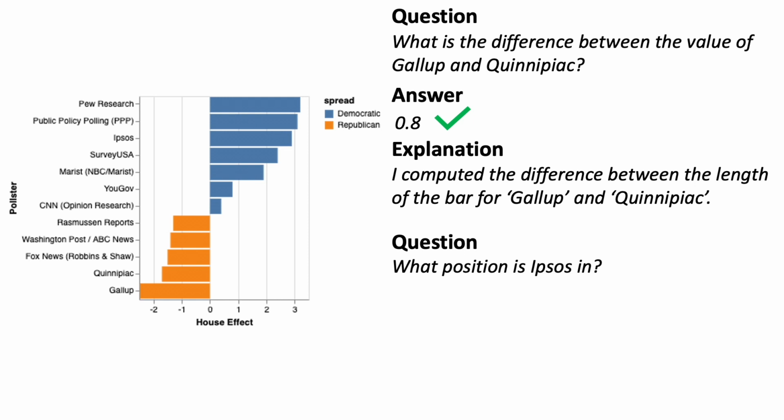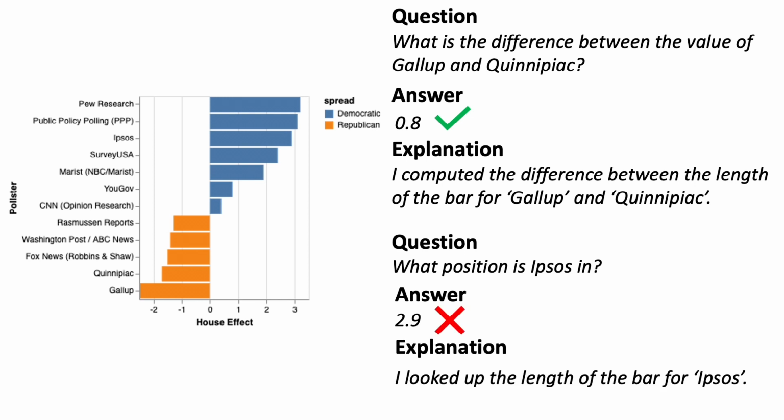For the question, what position is Ipsos in? Our system outputs the answer 2.9, which is incorrect. Again, the system converts the lambda expression it used to compute the answer into the explanation. I looked up the length of the bar for Ipsos. The user can see that, although the system detected the entity Ipsos correctly, it misinterpreted the ranking operation and instead looked up the value, leading to the error.